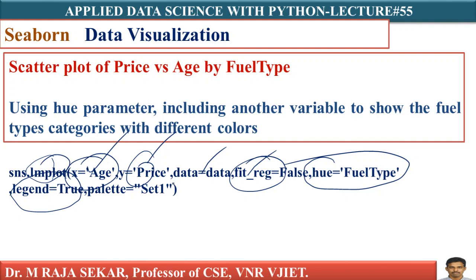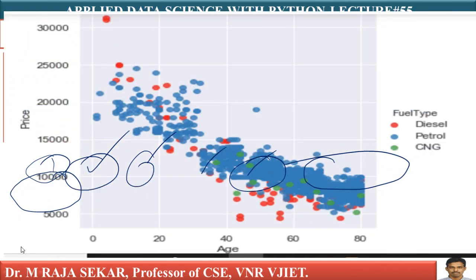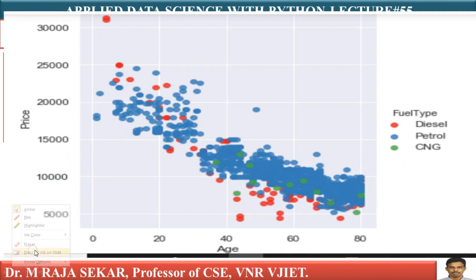Yes, this is the scatter plot which we need. Just observe this scatter plot. This is the scatter plot of the price versus age by fuel type. It is the same scatter plot, but here we have differentiated the data points using the categories that are available under fuel type.